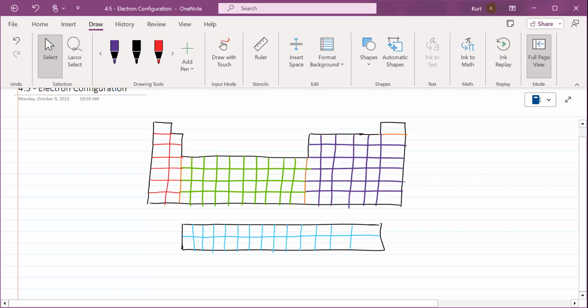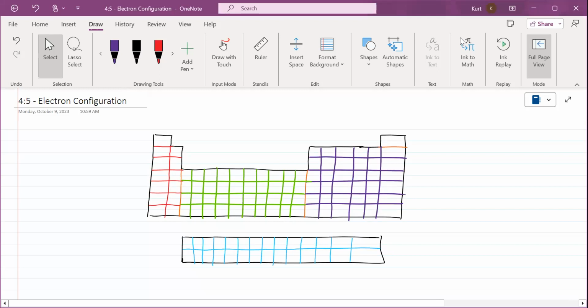All right, this lesson is called Unit 4, Lesson 5, Electron Configuration. It typically takes 3 days to really master this, so this video will be broken up into 3 parts. This will be part 1. And this diagram you are looking at is what you did at the very end of Lesson 4.